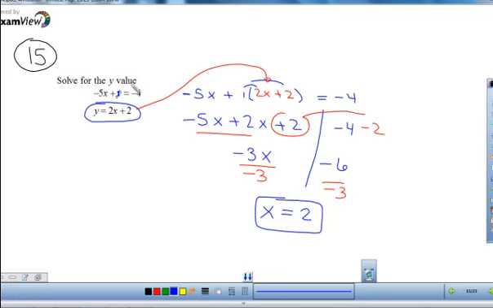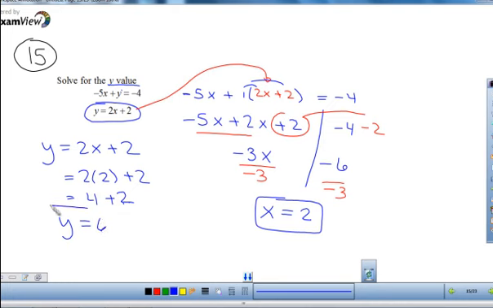Now, I'm not done because it's asking me to solve for the y value. So what I'm going to do is rewrite the second equation again. And wherever I see an x, I'm going to substitute the 2 that we got in the first answer. So we're going to have 4 plus 2. And 4 plus 2 is 6. So my y value is y equals 6.